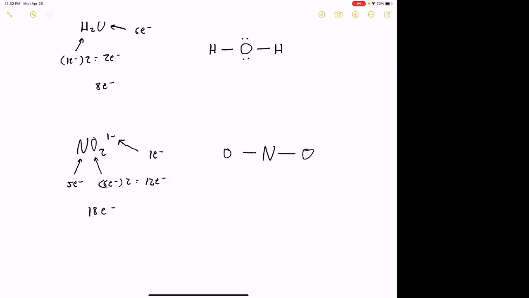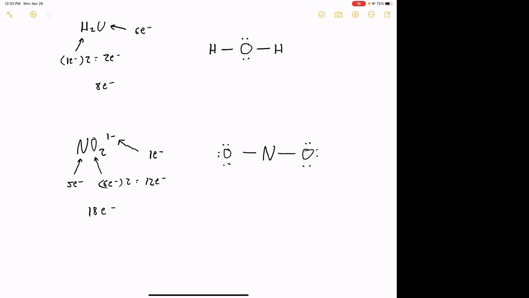So the rule says if I have extra electrons, they go first on the outside atoms as long as they're not hydrogens. So I'm going to apply the octet rule to the outside ones. I've used up 4, 5, 6, 7, 8, 9, 10. Go to the other oxygen. 11, 12, 13, 14, 15, 16. Each of the oxygens now has an octet, but I've still got 2 electrons left to play with.